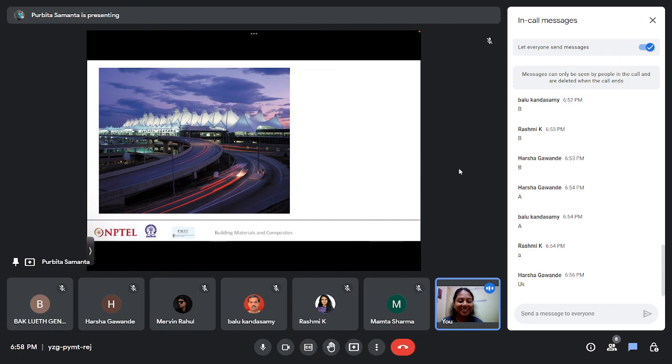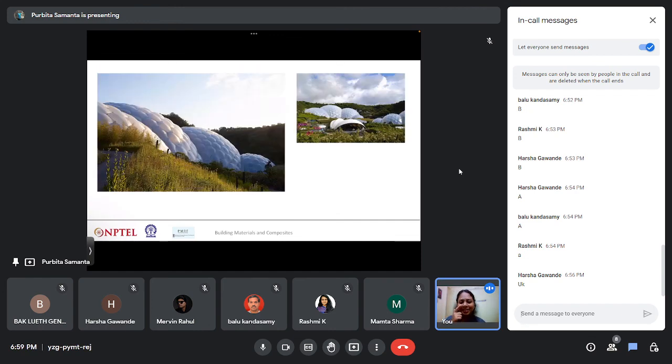Yes, anybody? No guesses? So this is the Denver International Airport, and it has got a Teflon coated fiberglass roof. So Teflon, by now you know, is basically nothing but ETFE only, and it is coated over the fiberglass, and that's how the roofs are made. And this one, I think, was discussed a bit in the video lectures as well.